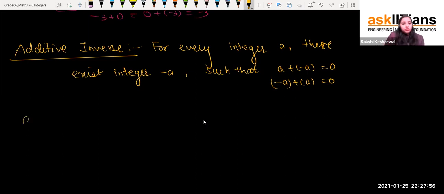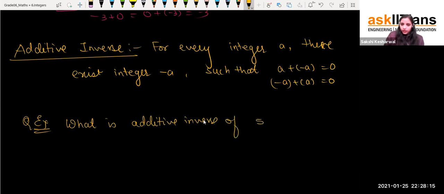So can I say that every number has an additive inverse? For example, what is the additive inverse of 5? Minus 5. Additive inverse of minus 5 will be what, beta? 5. Minus 2 is 2, and minus 3 will be plus 3. So we have seen this on the number line also.